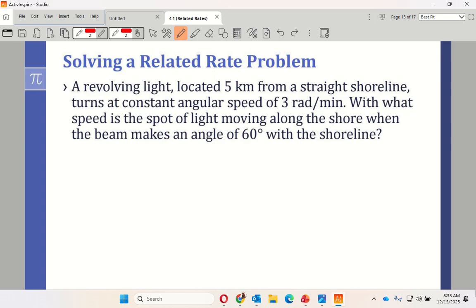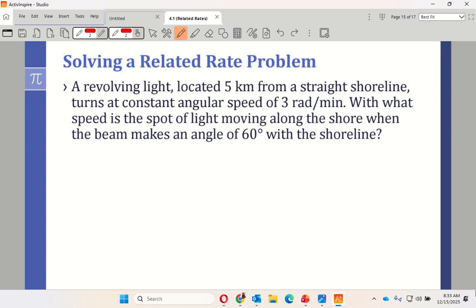So, walk me through it. The light is revolving. That turns at a constant angular speed of 3 rad per minute. That's important right there. There's a straight shoreline and then a revolving light. As it moves, the spot of light it's showing follows a path. So it's asking when the beam makes an angle of 60 degrees with the shoreline.